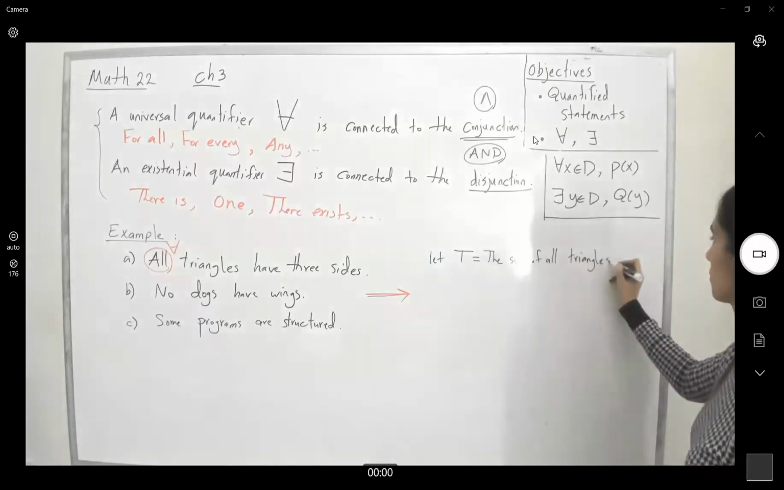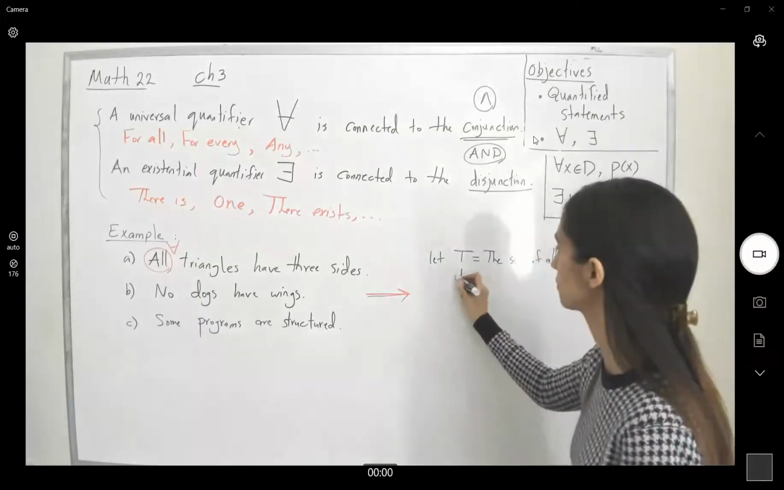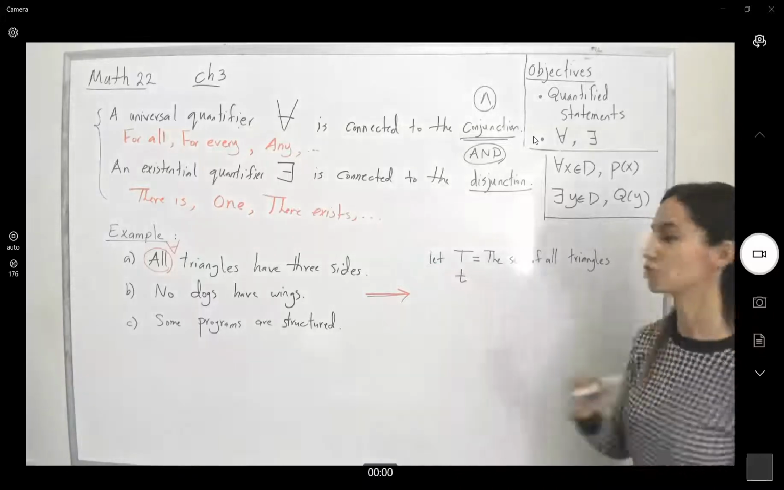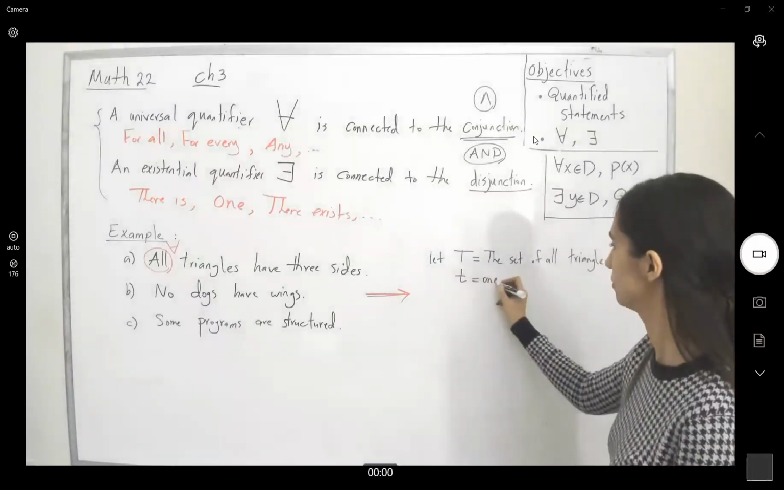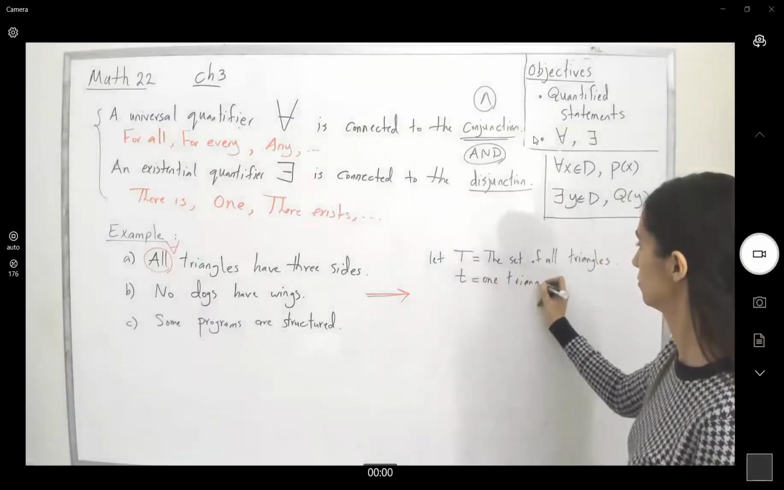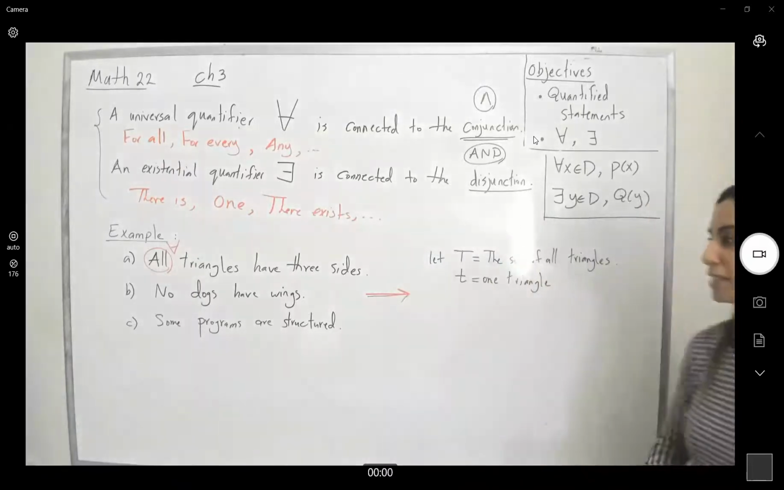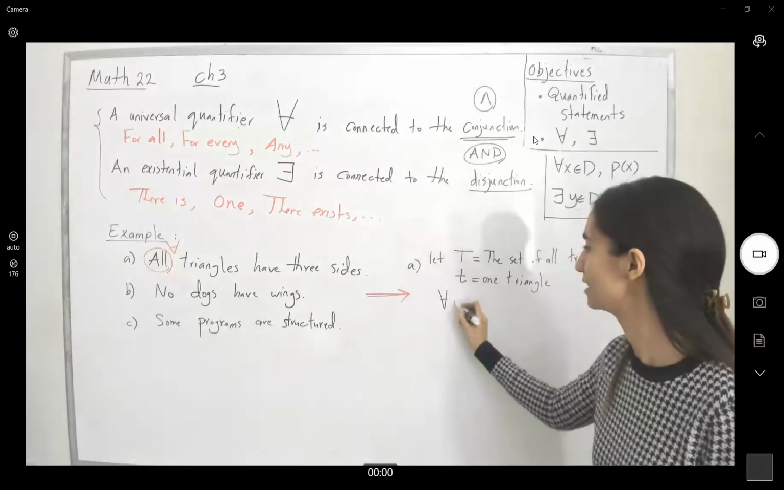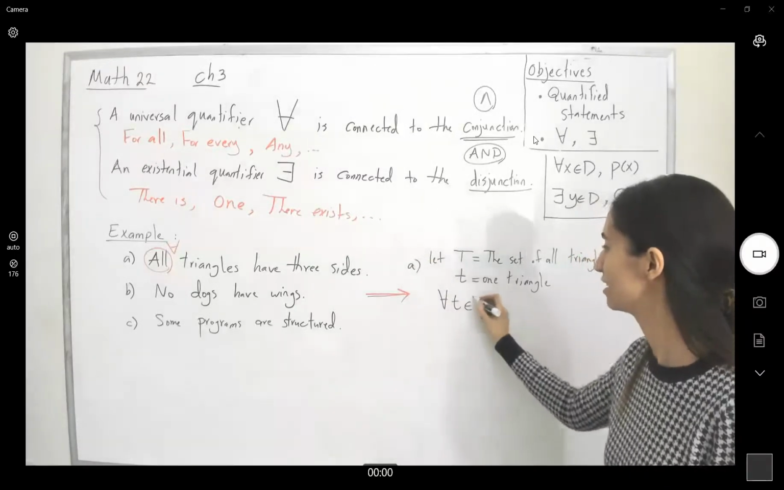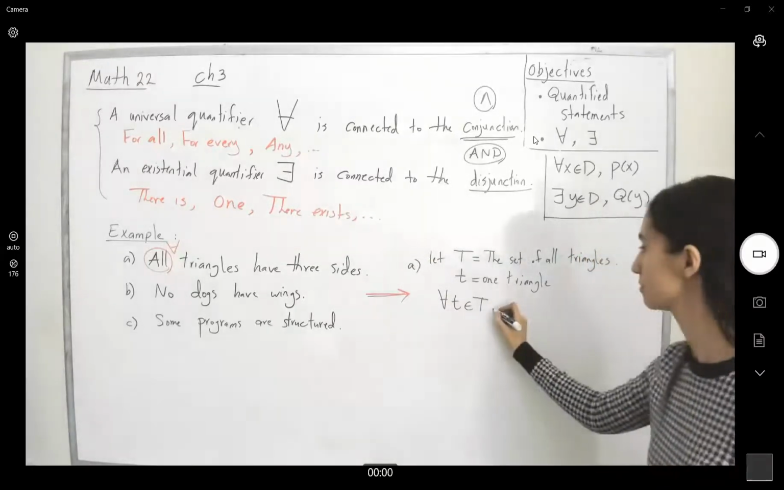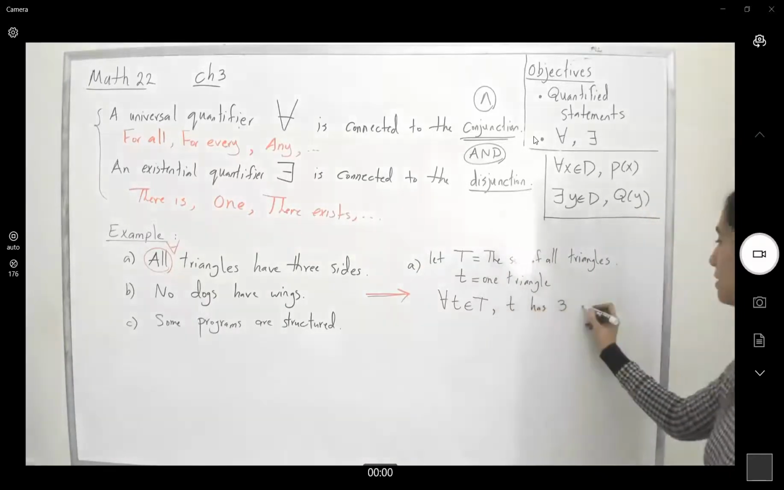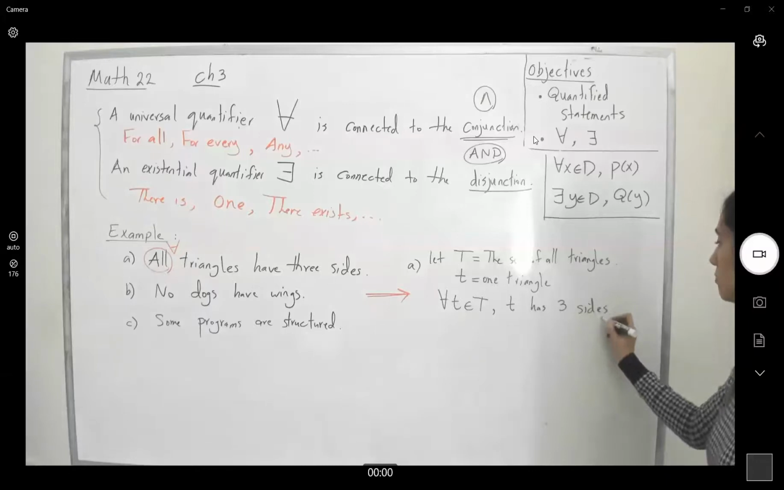Triangles. So T is going to be just one triangle, representing one triangle. So you can write it this way. You can say that, hey, for any T in the domain T, T has 3 sides.